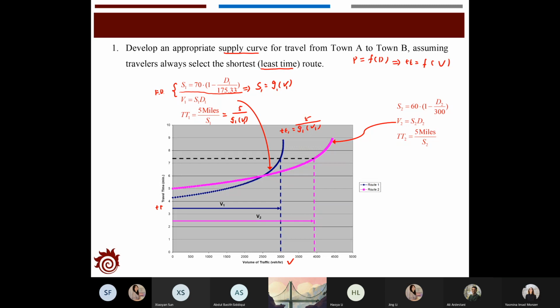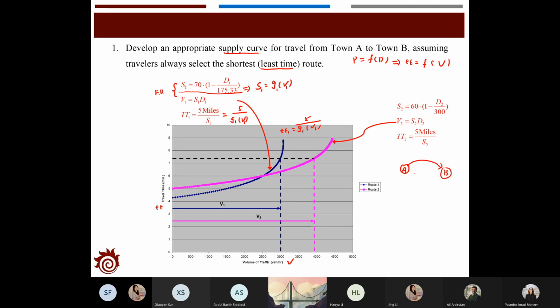So you can find out the relationship of the travel time with respect to the flow for route 2, which would be the pink line, and the blue line here is for route 1. They have very similar formulas, the difference is just in their parameters. And now we need the connection with 2 routes.